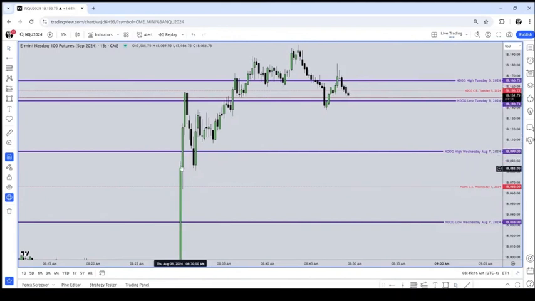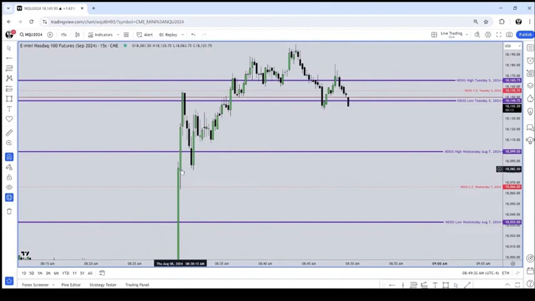Look at the overlapping here, where these two bodies agree to close this and open the other one. That right there is a PD array. Price can touch that perfectly. The open of this candle and the low of this candle are the same.